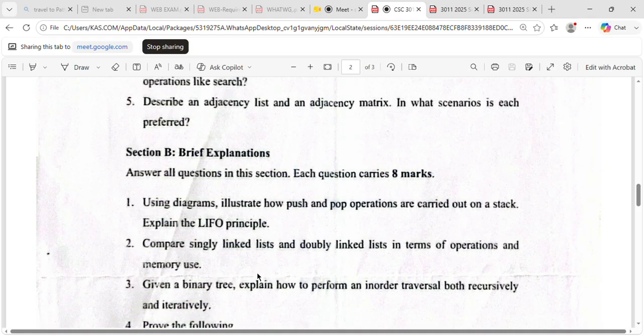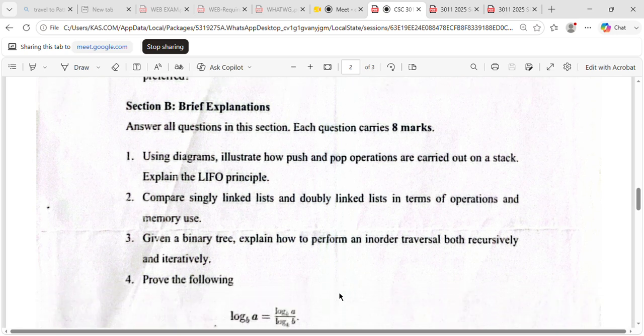The other question is, given a binary tree, explain how to perform an in-order traversal, both recursively and iteratively. When they say given a binary tree, it's the same as use a diagram. So you have to give them a diagram. You come up with one.